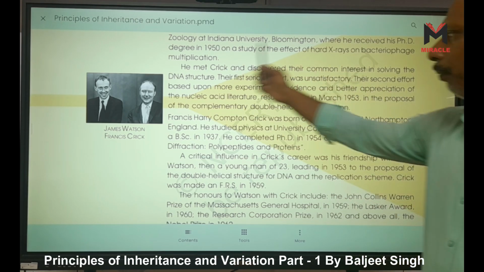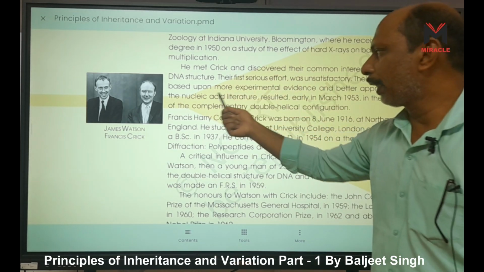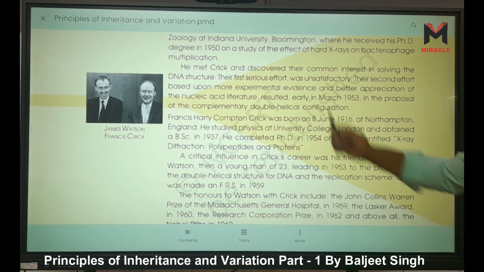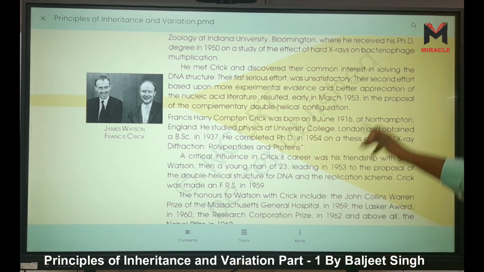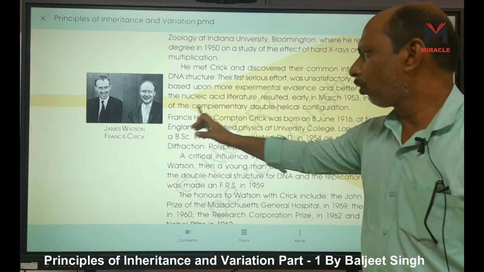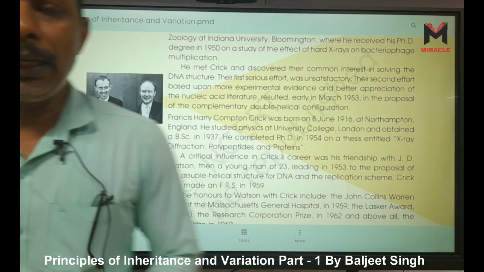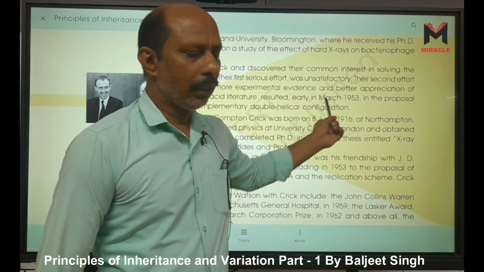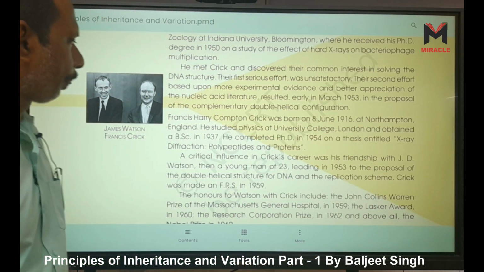Their second effort, based upon more experimental evidence and better appreciation of the nucleic acid literature, resulted early in March 1953 in the proposal of the complementary double helical configuration. The double helical configuration of the DNA molecule was proposed in early March 1953, right?